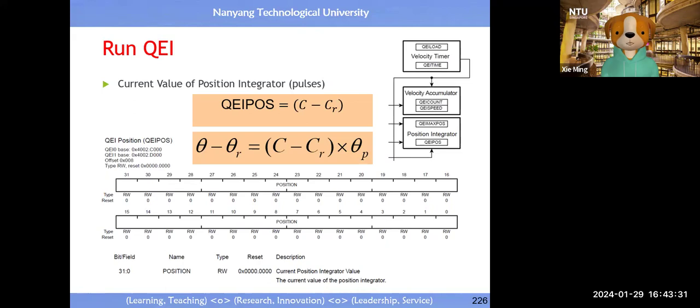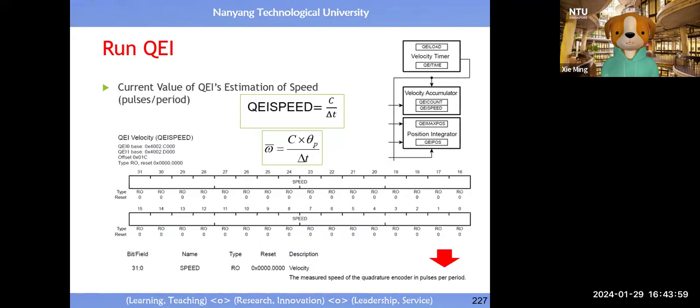Actually, you get this value of C minus CR. Just as I mentioned, because the microcontroller does not know what theta P, the pitch angle of your encoder, is. So when you read the position, it is actually C minus CR. The actual position must be C minus CR times the pitch angle. That is the actual rotating angle, right? Clear? So you must pay attention here.